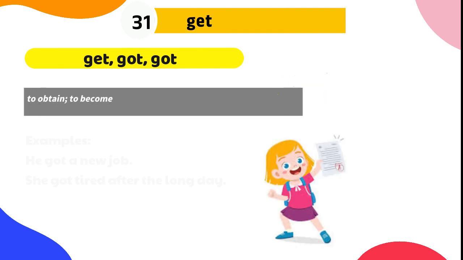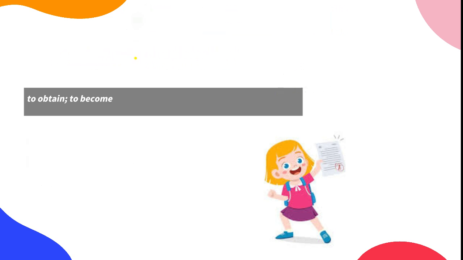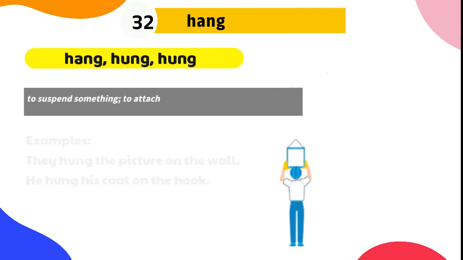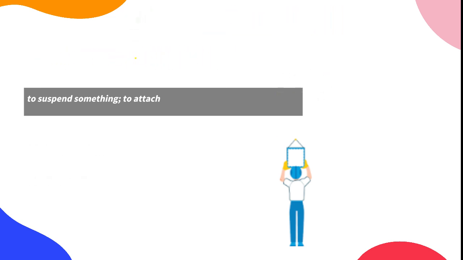Get, got, got. Meanings: to obtain, to become. Examples: He got a new job. She got tired after the long day. Hang, hung, hung. Meanings: to suspend something, to attach. Examples: They hung the picture on the wall. He hung his coat on the hook.